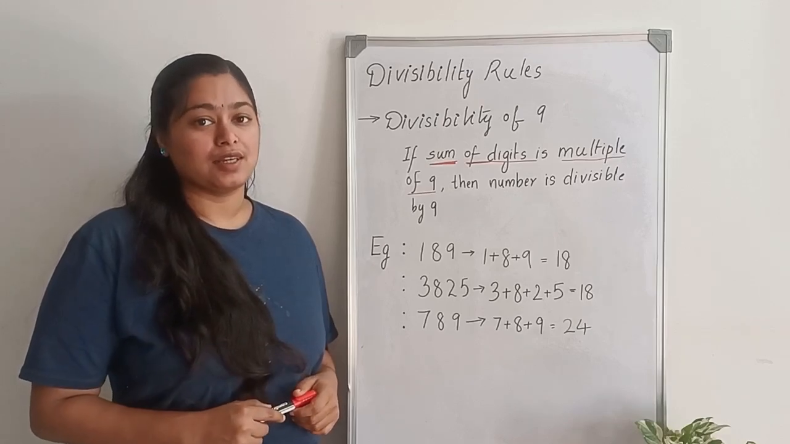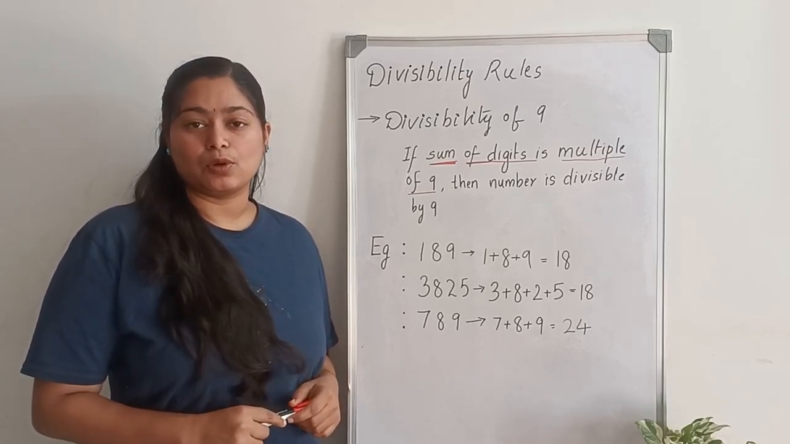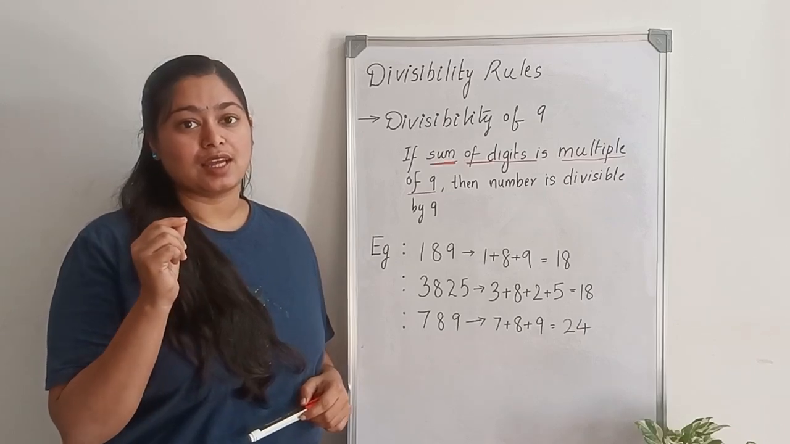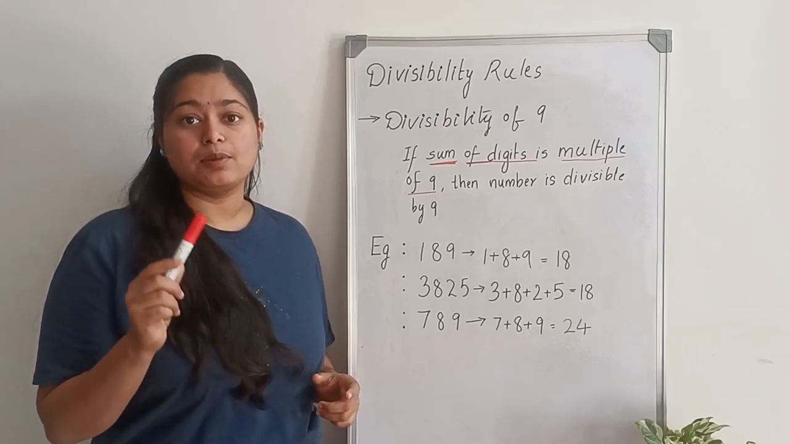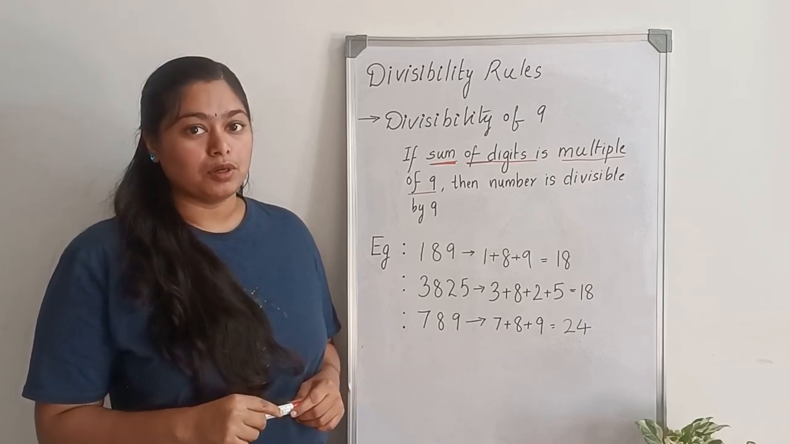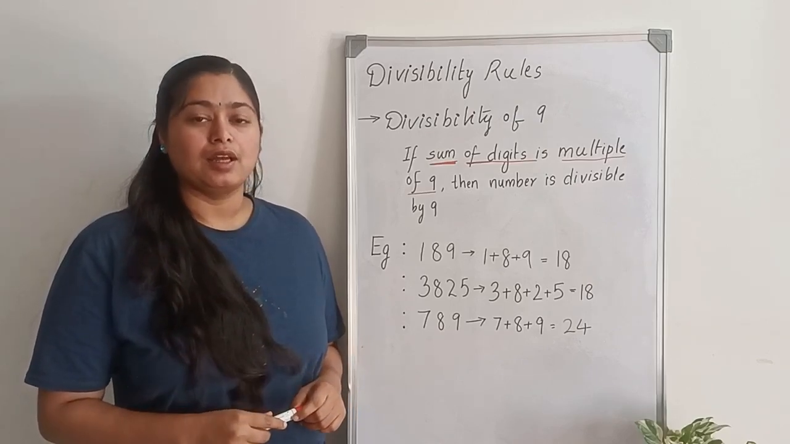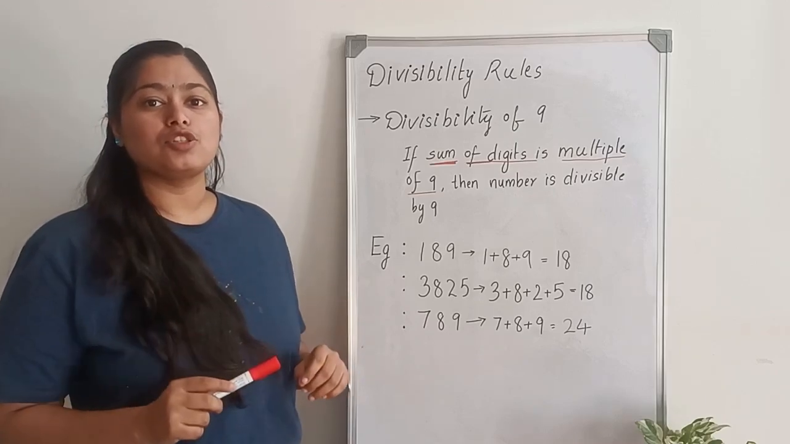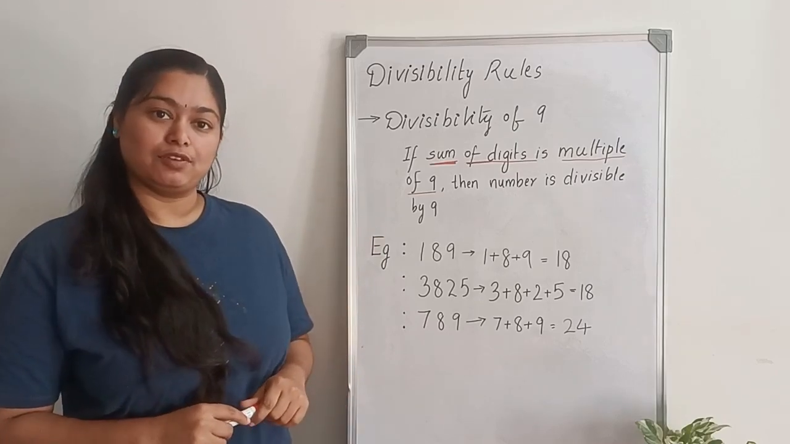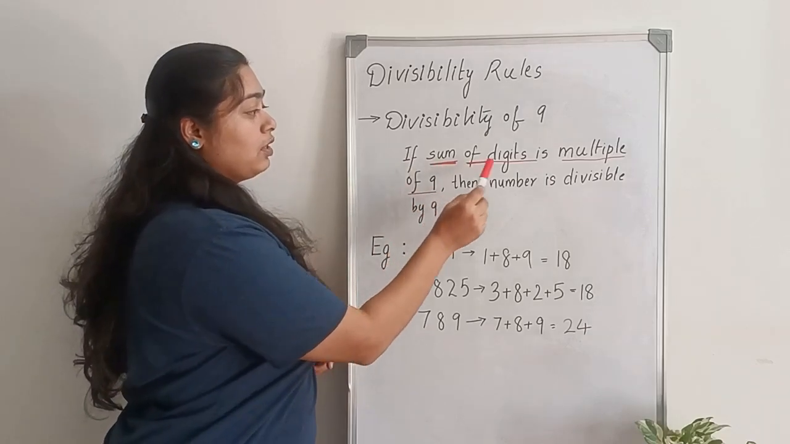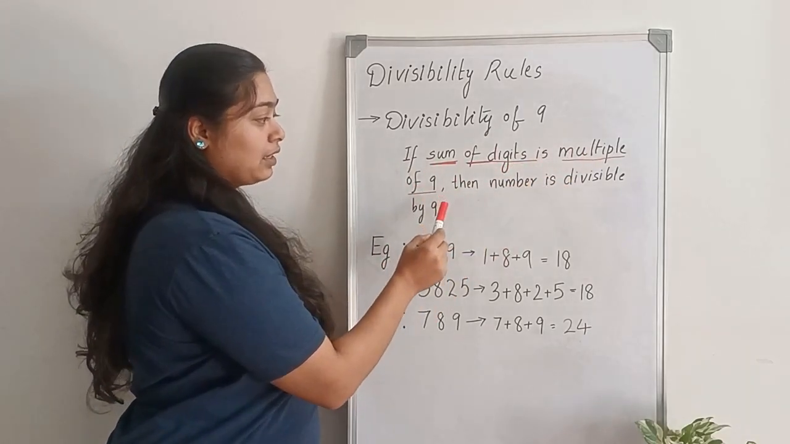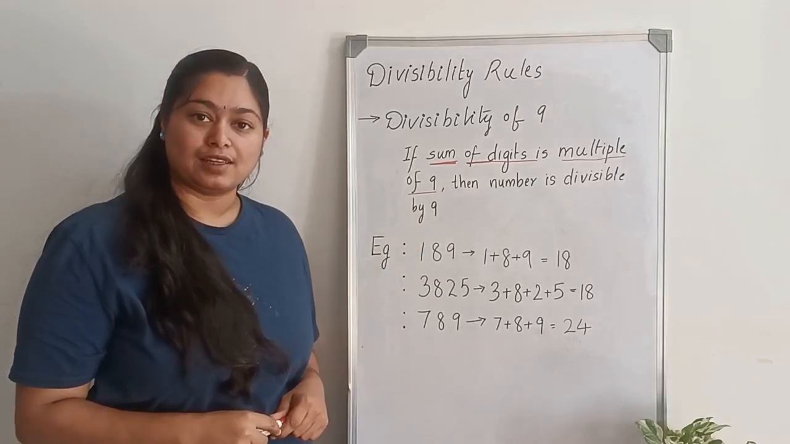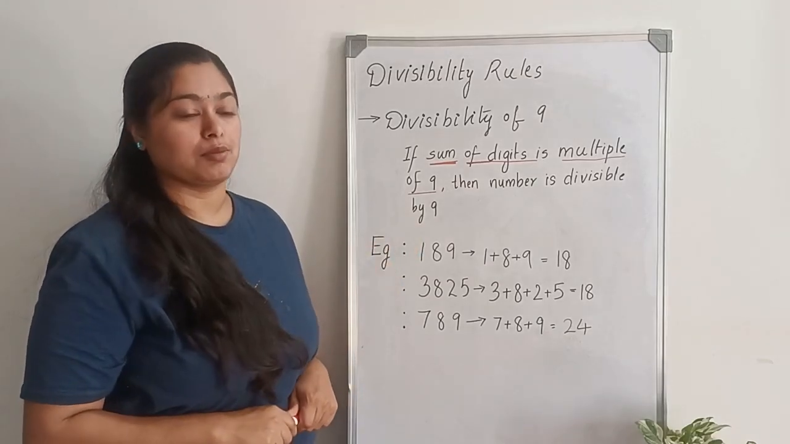So if I just revise it for you, the divisibility of 3 was: add the digits, and if the sum of the digits was a multiple of 3, then the number was divisible by 3. The same thing with a small change is repeated for the divisibility of 9 also. If the sum of the digits is a multiple of 9, then the number is divisible by 9. Let's look into the examples.